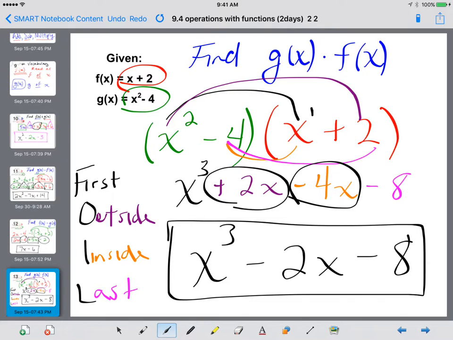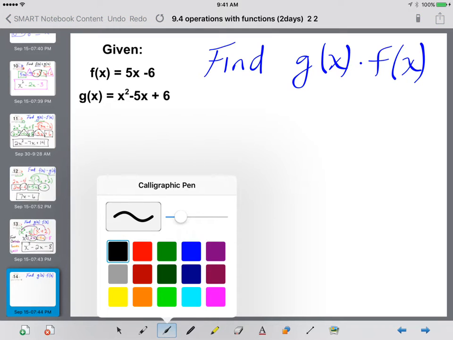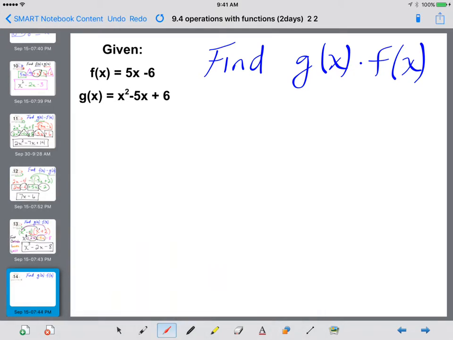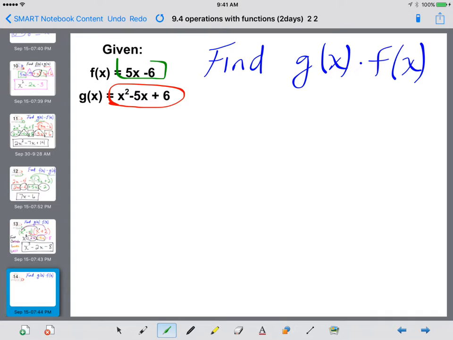That was the FOIL method. I'm going to show you a different method called the box method. We still have f of x and g of x, where g of x is x squared minus 5x plus 6, and f of x is 5x minus 6. So the box method says that we can make a box or maybe a rectangle based on the terms. So I'm going to draw a rectangle here where I'm going to place g of x on top.